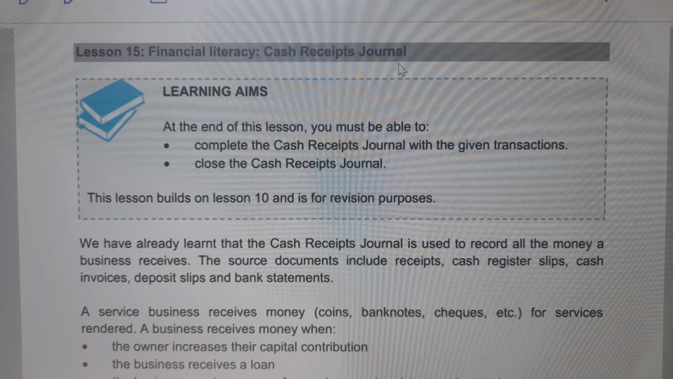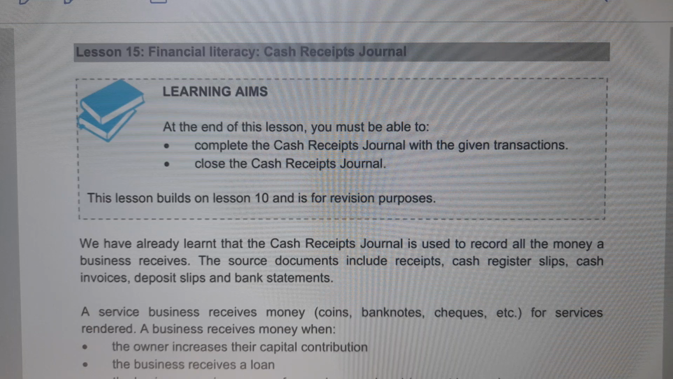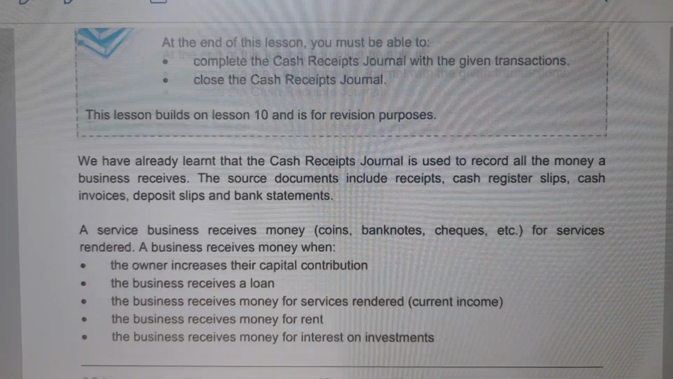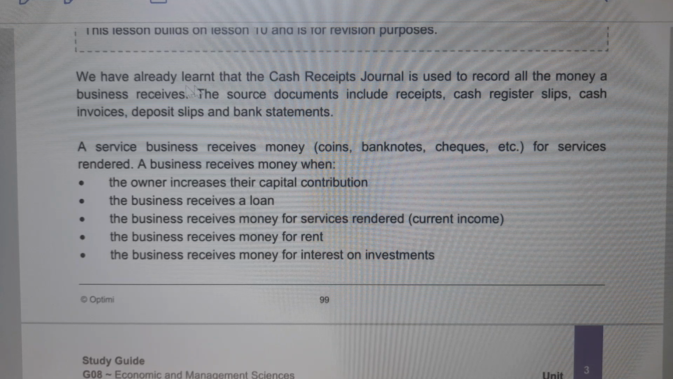Under the journals, we have the CRJ, which is the cash receipt journal, and the CPJ, which is the cash payment journal. We're just going to do an additional revision on the cash receipt journal, then we will move to the CPJ. We have already learned that the cash receipt journal is used to record all the money a business received.